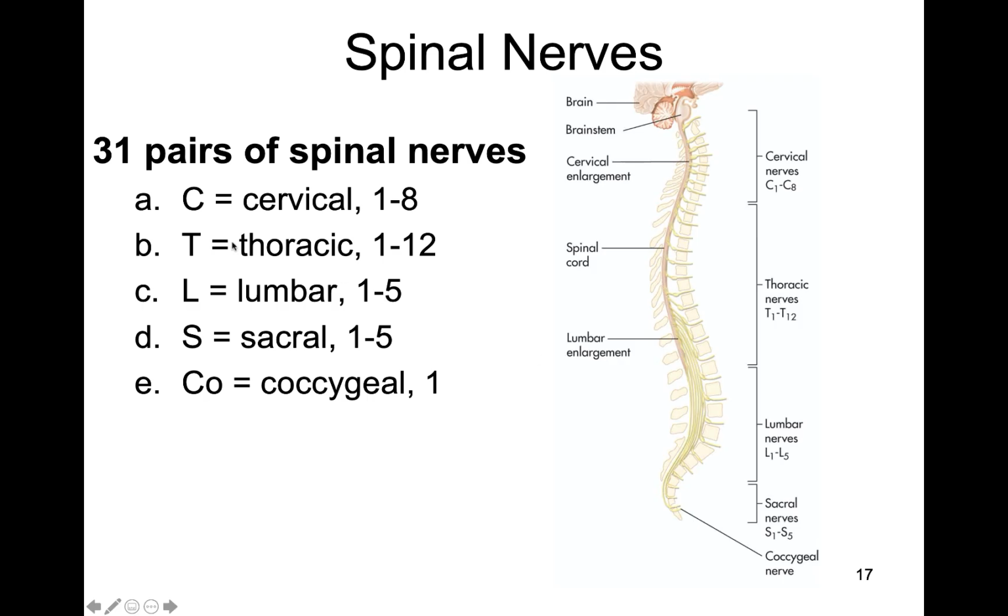So just to remind you, there are 31 pairs of the spinal nerves that are coming off on both sides. Cervical is going to be 1 through 8. So the first one is going to come off between the skull and the first cervical vertebra. Thoracic, same as the number of vertebrae, 12. Lumbar, again, same as the number of vertebrae, 5. Sacral 5 and coccygeal 1. So we have 8, 12, 5, sacral 5, and then the coccygeal 1. So we have a total of 31 pairs. The spinal nerves are coming off on both sides of the vertebral column.